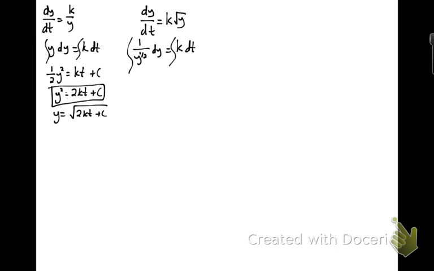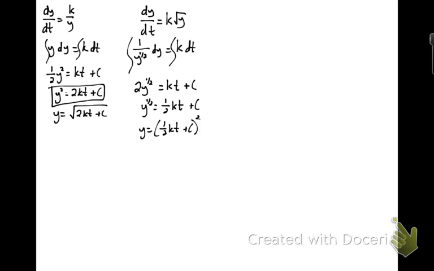Now I need to integrate this, and this will be 2y to the 1/2 equals kt plus c. Dividing both sides by 2, y to the 1/2 equals 1/2 kt plus c. And when I square both sides, y equals this whole thing squared.